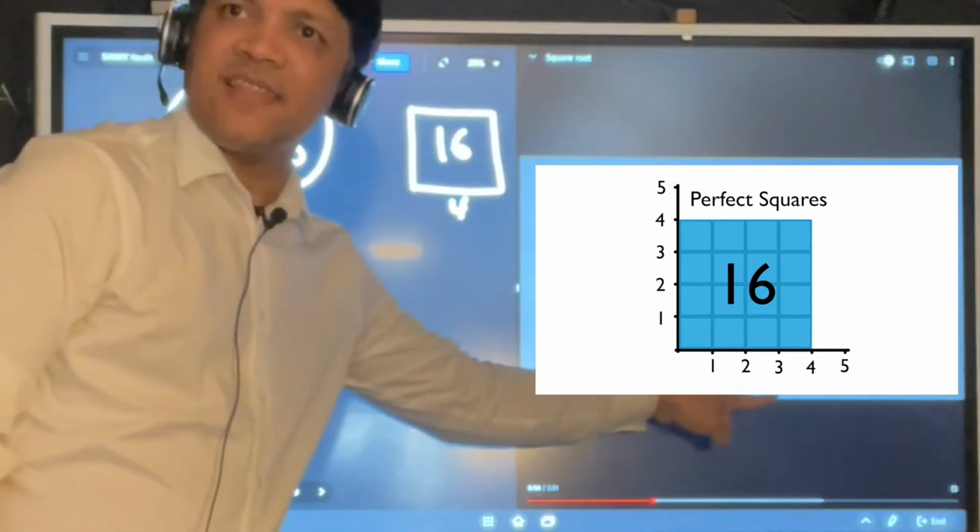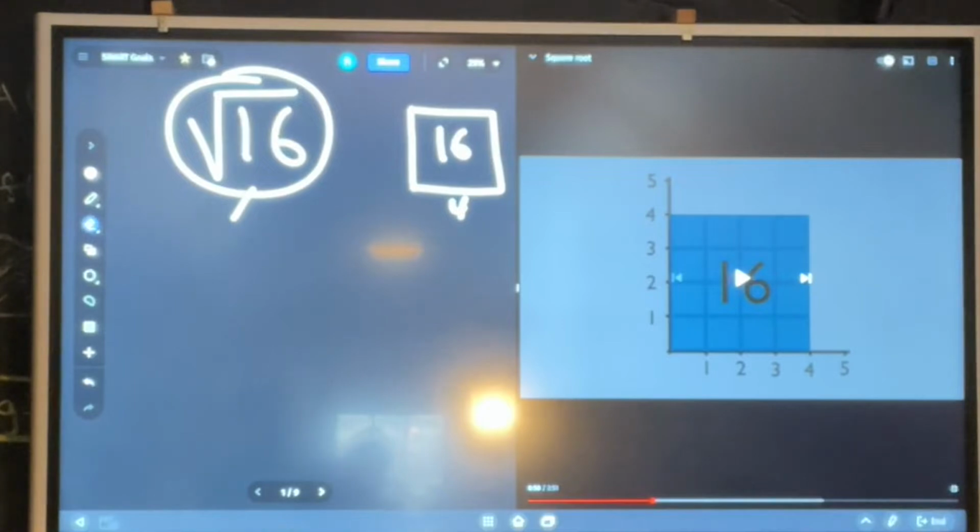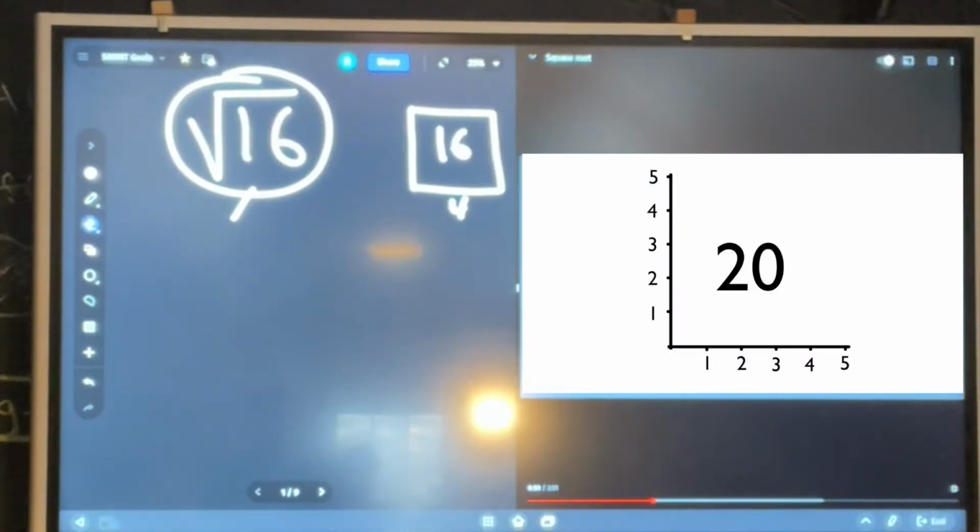So what is the side length? 4. Get it? I kind of get it, but what if instead of 16 it was 20? What if it's not a perfect square? Instead of 16, what if it wasn't a perfect square? What if it was 20?